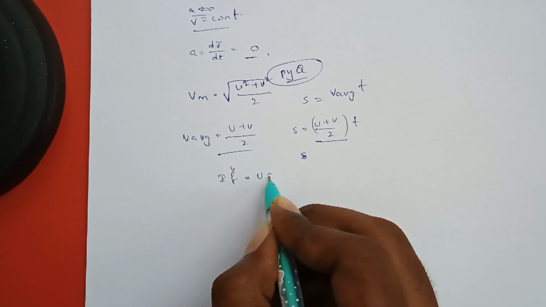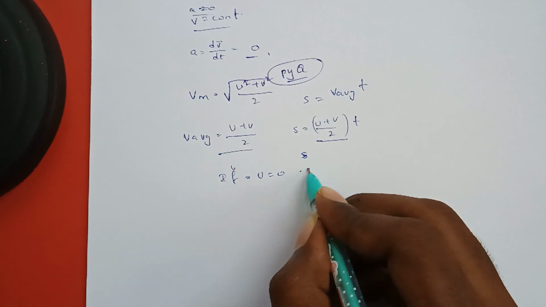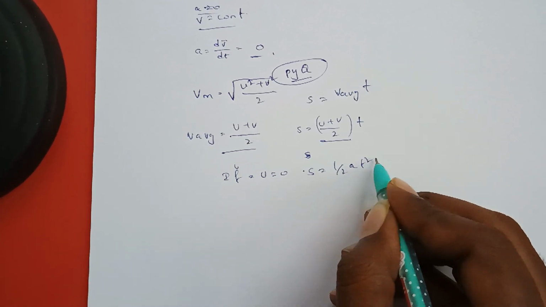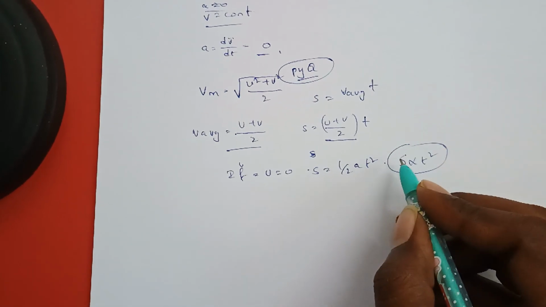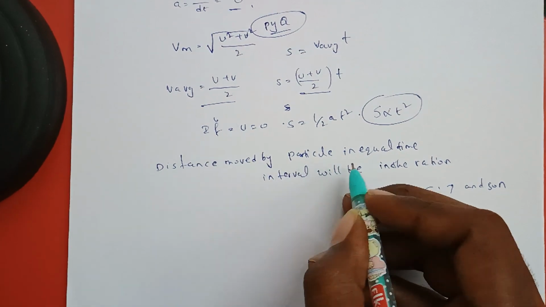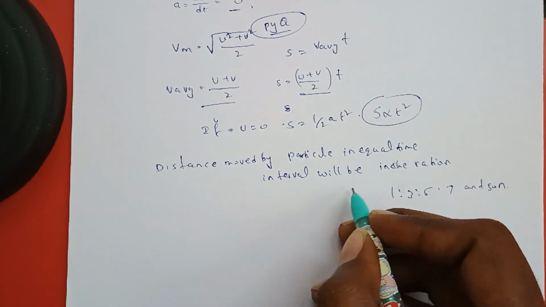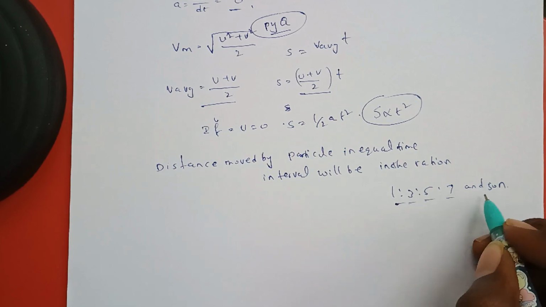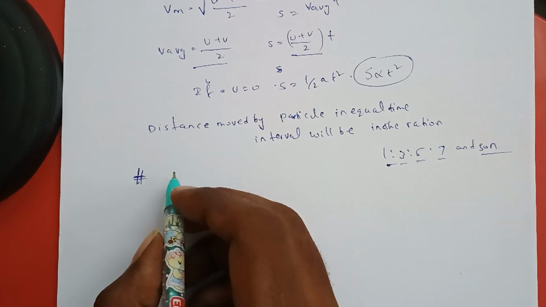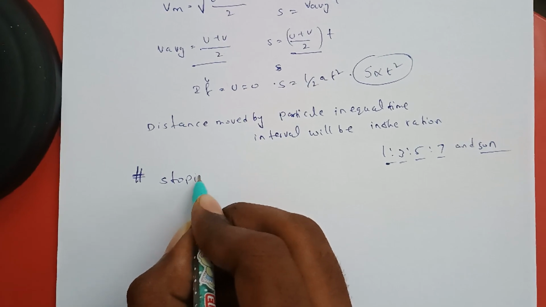If initial velocity is equal to 0, s is equal to half a t square. That is, s is directly proportional to t square. Distance moved by a particle in equal time intervals will be in the ratio 1:3:5:7 and so on.